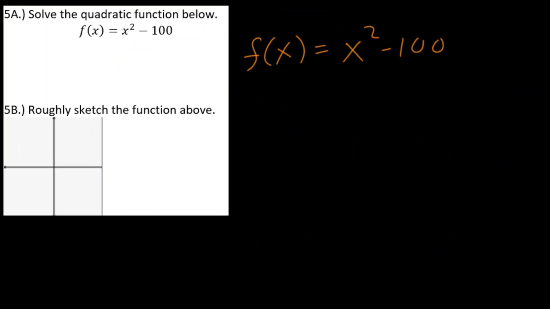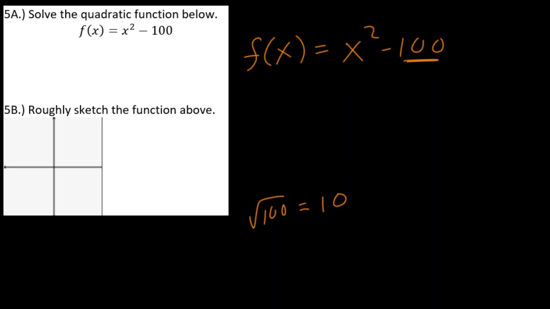I noticed that 5a is f of x equals x squared minus 100. I noticed that there's no x term in the middle, so it's just x squared minus this 100, which is a perfect square. And I want to ask y'all, what is the square root of 100? Well, hopefully you know that.